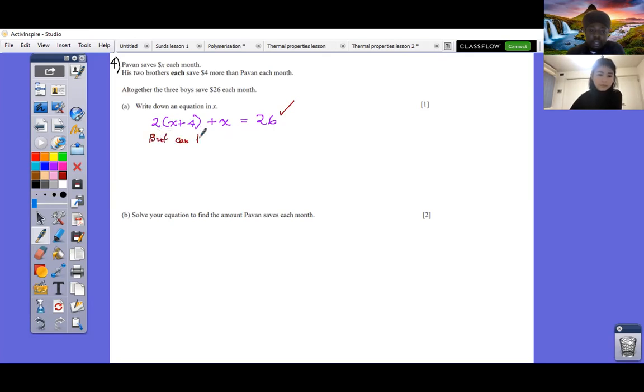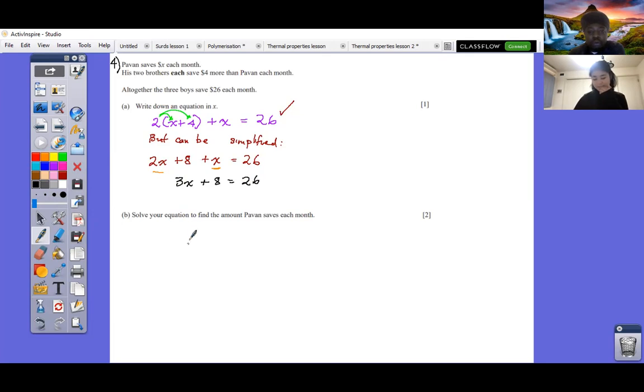And if I simplified this, what would it be? Well, I'd have to open up these brackets, wouldn't I? And if I open those brackets up, I'm going to have 2x plus 8 plus x equals 26. It's not yet simplified because I can add the like terms, and so I get 3x plus 8 equals 26.